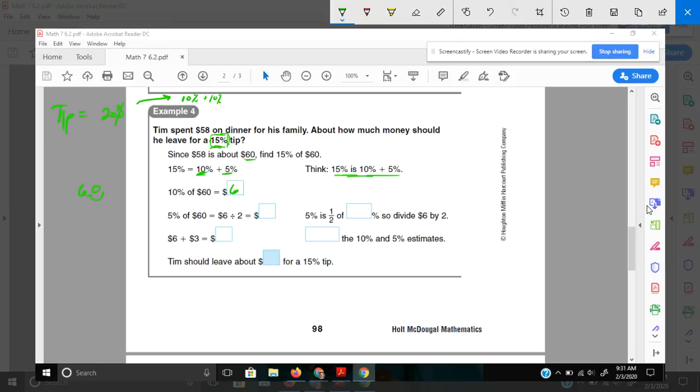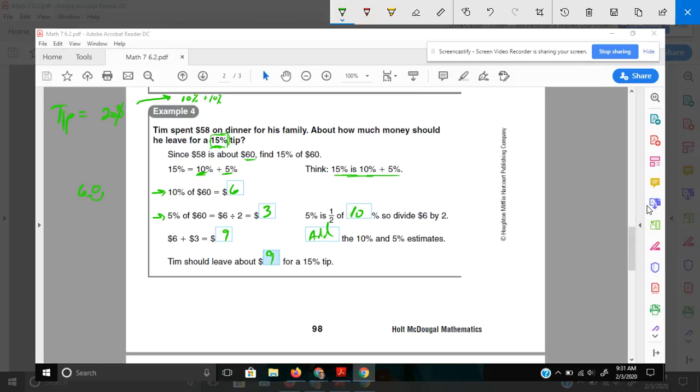So we can find 5% of 60 by just taking half of that, because 5% is half of 10. So half of 6 then would be 3. So 5% is half of 10%. So divide 6 by 2. Again, and 6 plus 3 will give you $9. Okay, so add the 10% and the 5% estimates from here. That's where they're coming up with their total of 9. So Tim should leave about $9 for a 15% tip.